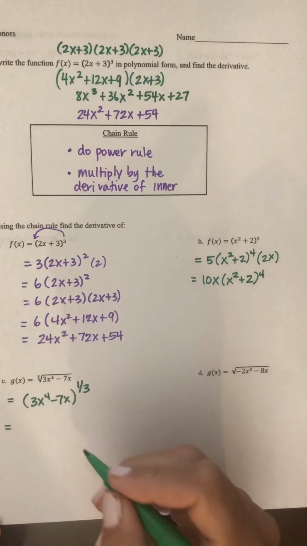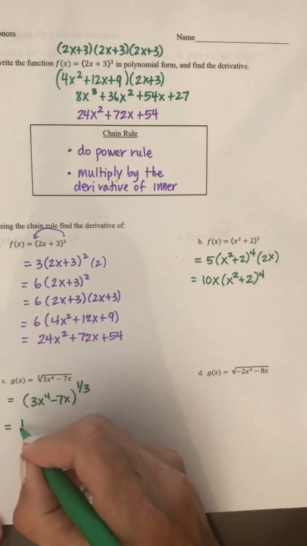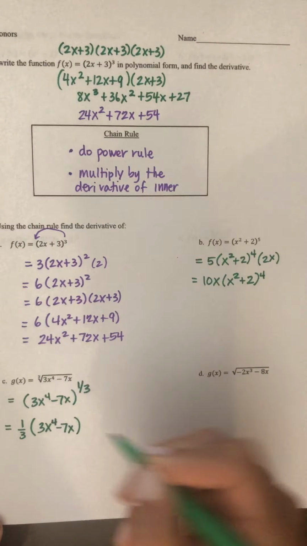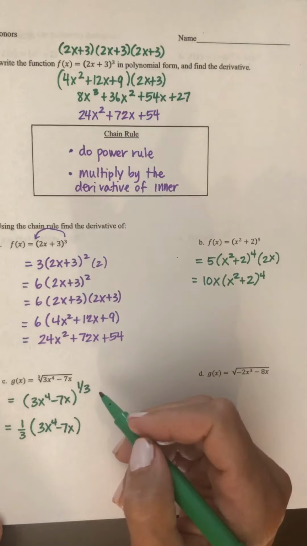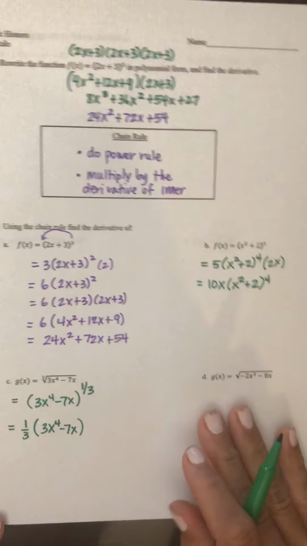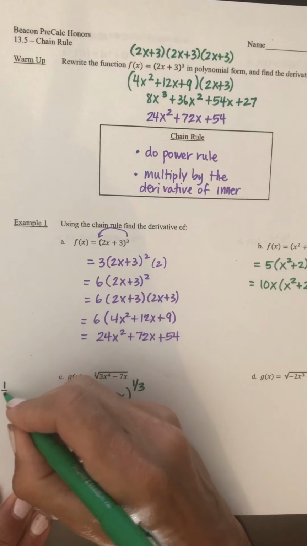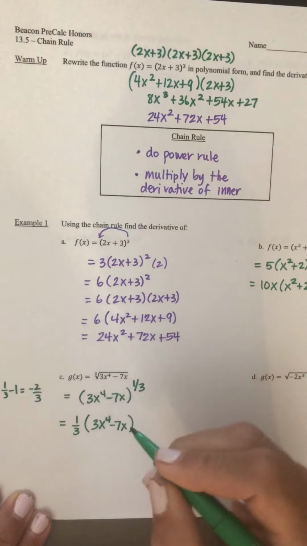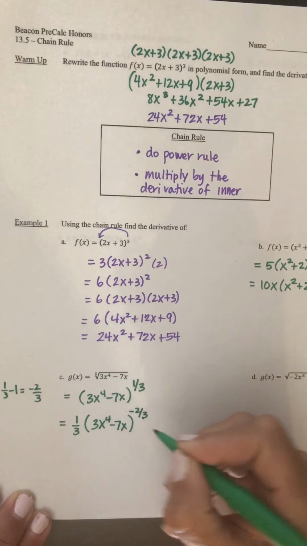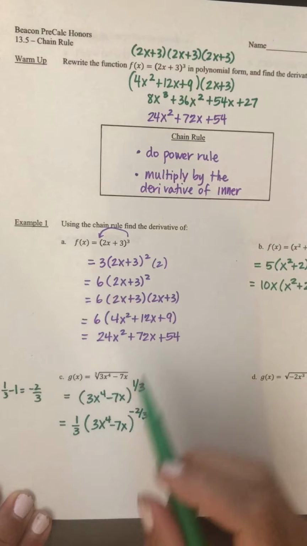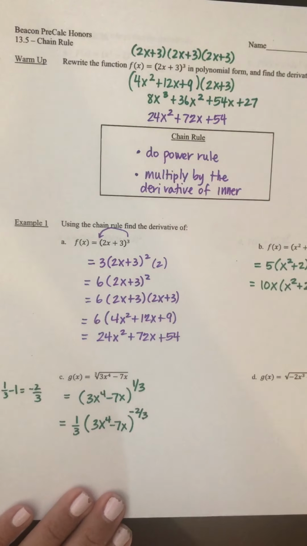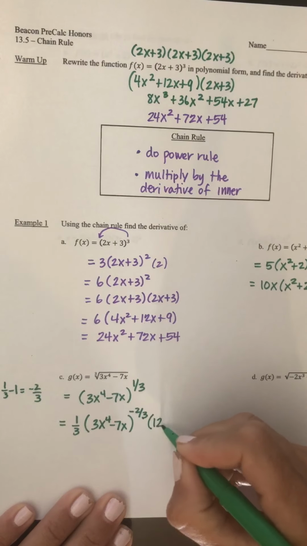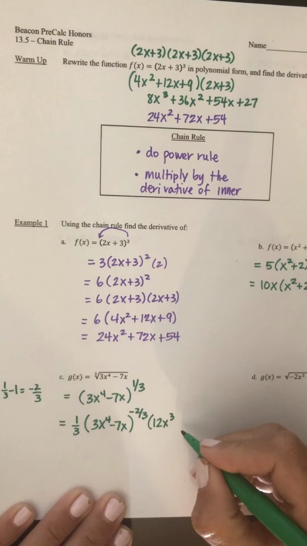So kicking in the chain rule, you drop the power in front, we get 1/3 times our original 3x to the fourth minus 7x. And now you're going down a power. Remember, it's 1/3 minus 1, so 1/3 minus 3/3 is negative 2/3. So now I'm raised to the negative 2/3. But remember, that's only the power rule. Now we have to multiply by the derivative of the inner, this guy here. So I'm multiplying by 12x cubed minus 7.